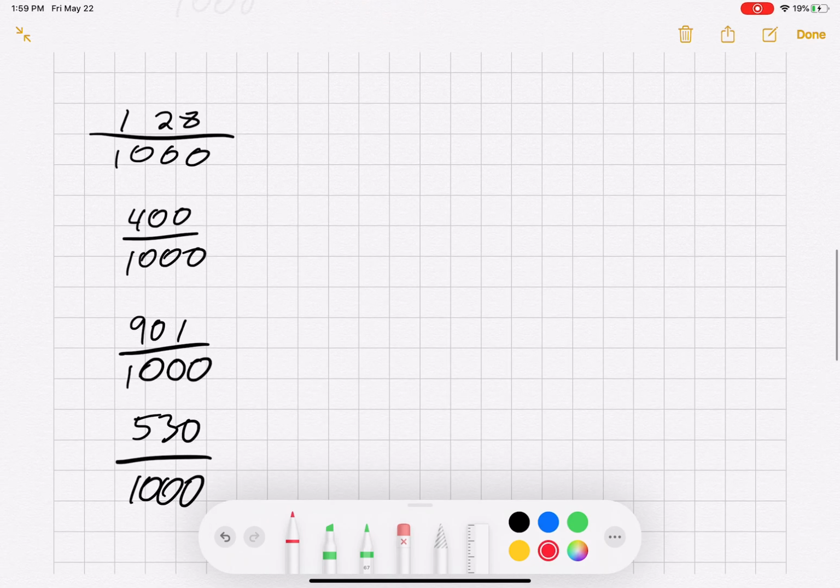Now we go to the 3-digit, and I have 128 thousandths. So I would have the 0 in the ones, 1, 2, 8. So I'd have 0.128. There's 1/10th, there's 2/100ths, and there's 8 thousandths. 400/1000 would be 0.400. Again, the 4 in the tenths, and 2 zeros, 0 in the hundredths and 0 in the thousandths.